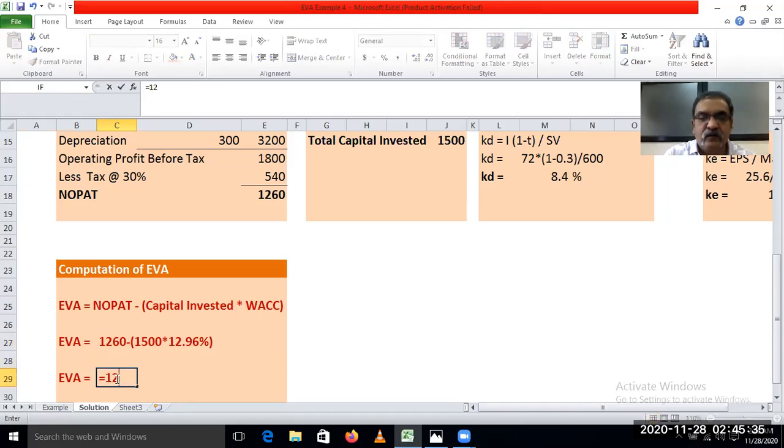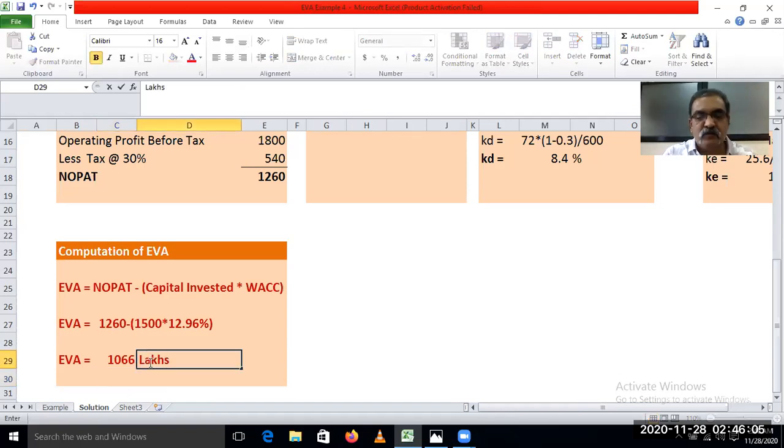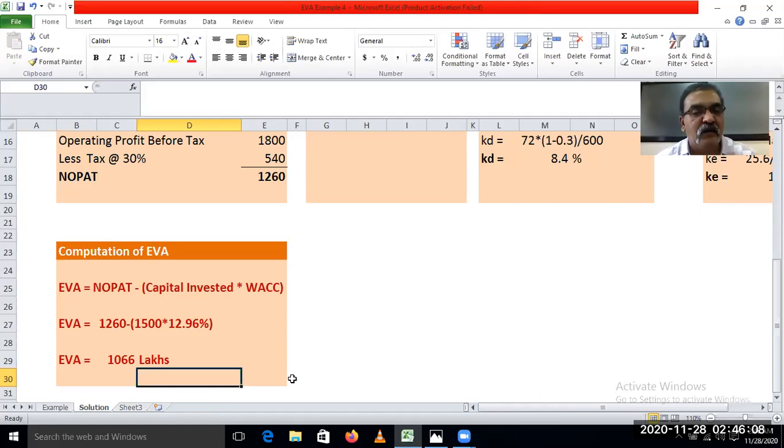So 1260 minus bracket 1500 into 12.96%. My EVA is equal to 1066. You can check out. EVA is equal to 1066. So this is our final answer. Economic value added is equal to 1066. Actually this amount is in lakhs, so this is 1066 lakhs because all the amounts are in lakhs. So final answer is EVA is equal to 1066 lakhs. I hope you understood this example.